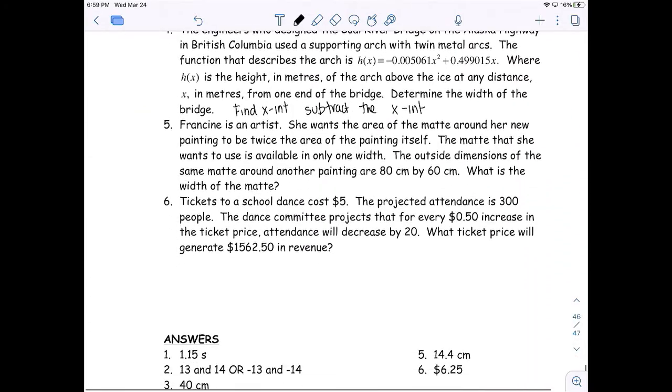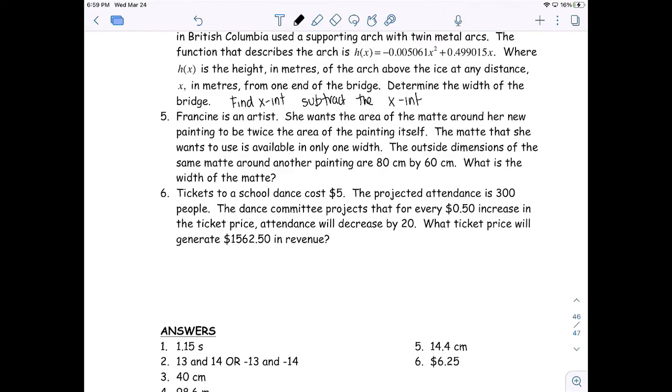Your next question matches that picture one. Francine is an artist. That's that matte picture one. The only difference is this one's not a square. This one's a rectangle that you're working with.